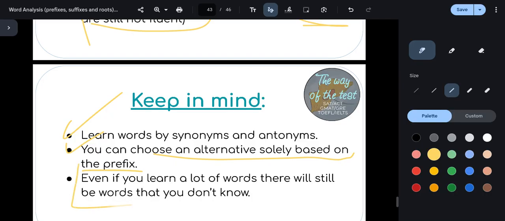And something to keep in mind, even if you learn a lot of words, there will still be words that you don't know. So don't feel bad every time you encounter a word that you don't know. Don't worry, okay? Especially if you don't need it. If you don't need it, definitely don't worry. But also don't feel like, oh, there are so many words that I don't know, I won't be able to pass whatever exam I'm taking without these words. Don't worry, there will always be words that you don't know.